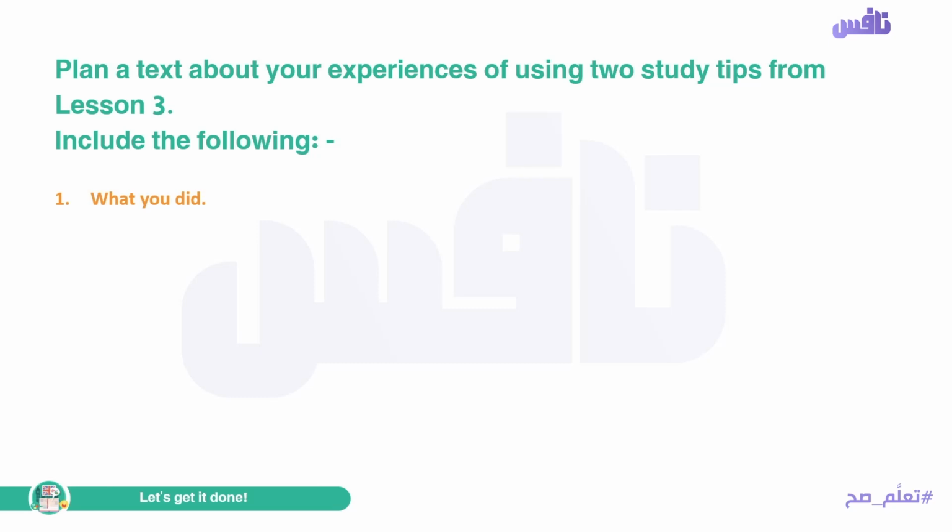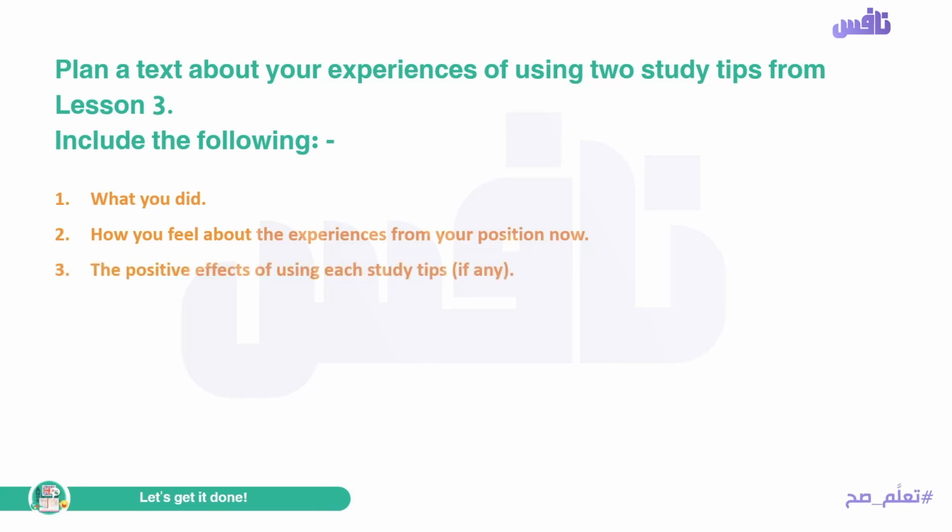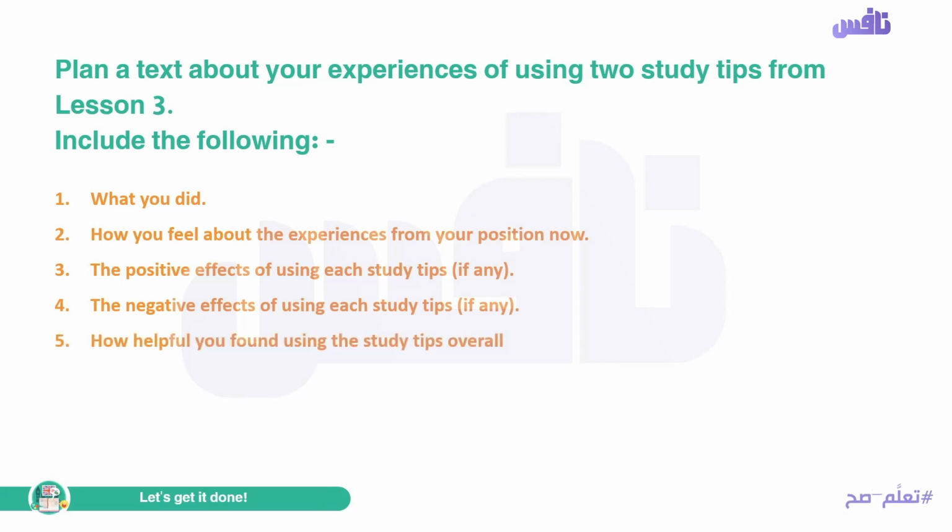Number 1, what you did. Number 2, how you feel about the experiences from your position now. 3, the positive effects of using each study tips, if any. Number 4, the negative effects of using each study tips, if any. Number 5, how helpful you found using the study tips overall.